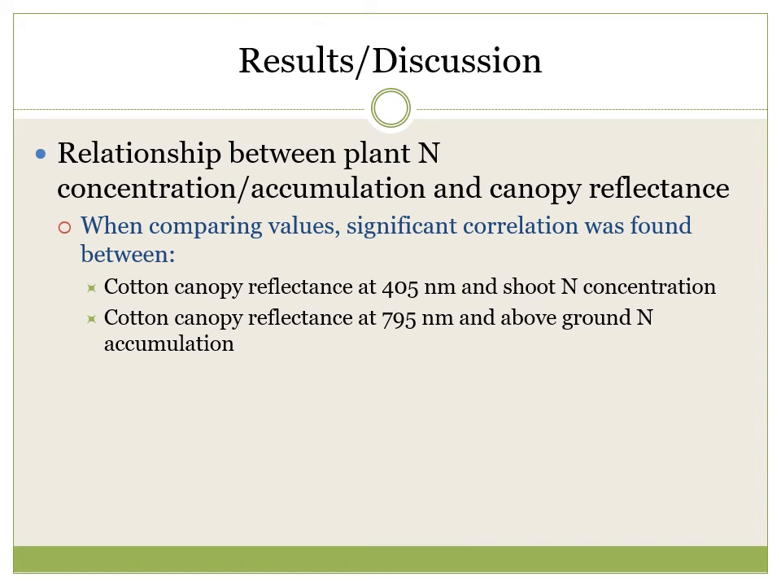When comparing nitrogen concentration and accumulation values with canopy reflectance values, significant correlation was found between canopy reflectance at 405 nanometers and shoot nitrogen concentration, and between canopy reflectance at 795 nanometers and above ground nitrogen accumulation.